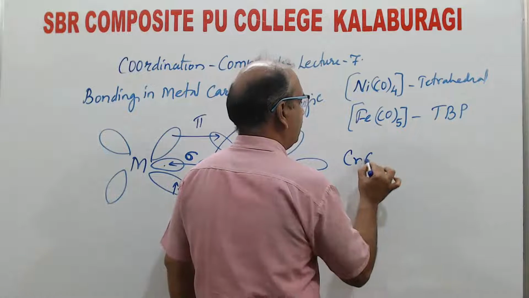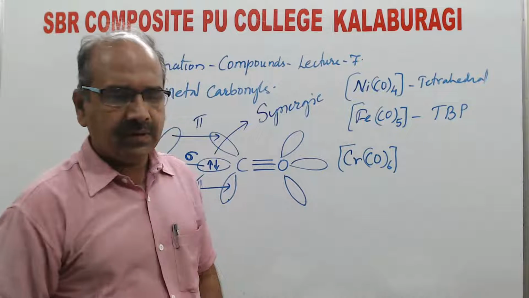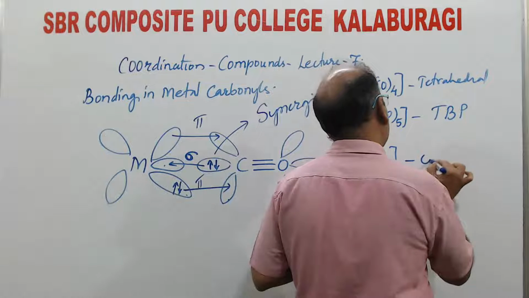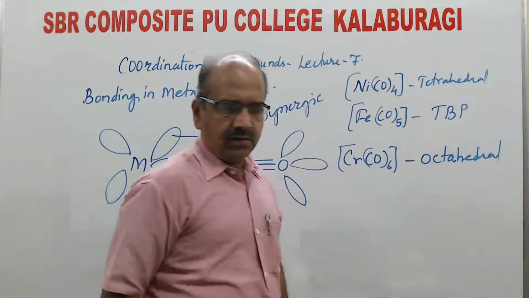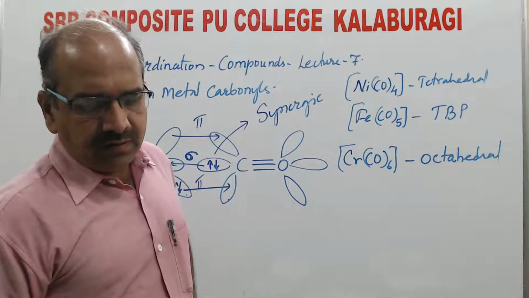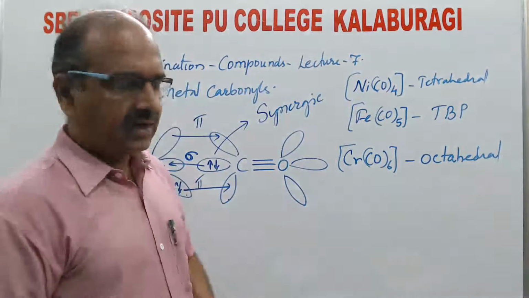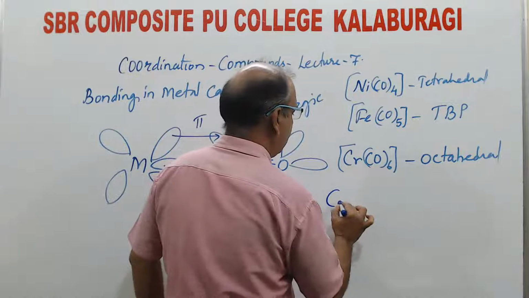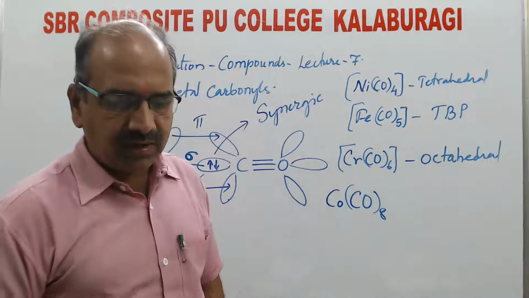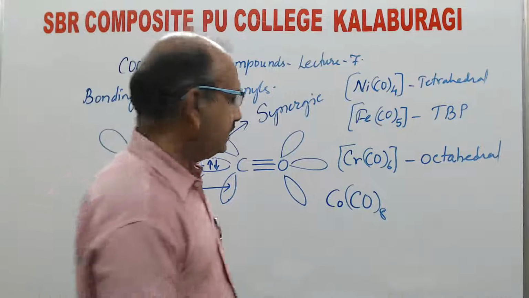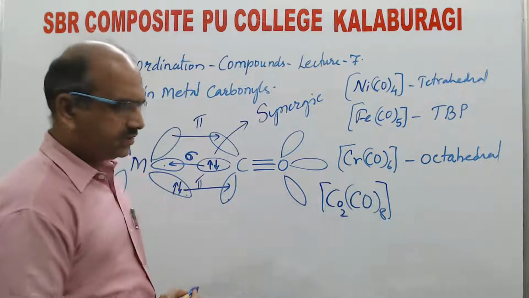Cr(CO)6, chromium hexacarbonyl. This is an octahedral structure. Further, you have cobalt octacarbonyl, Co2(CO)8. Now this structure is something like a bridge structure.